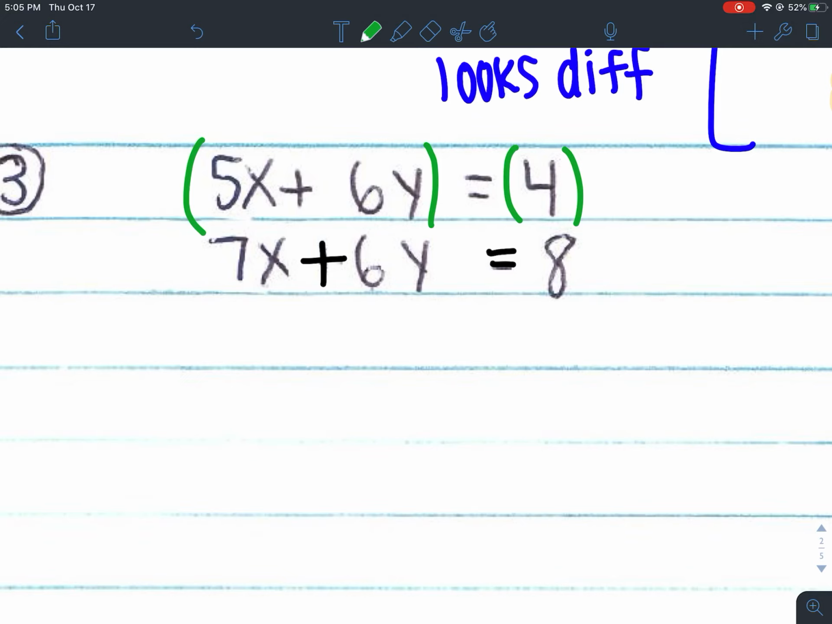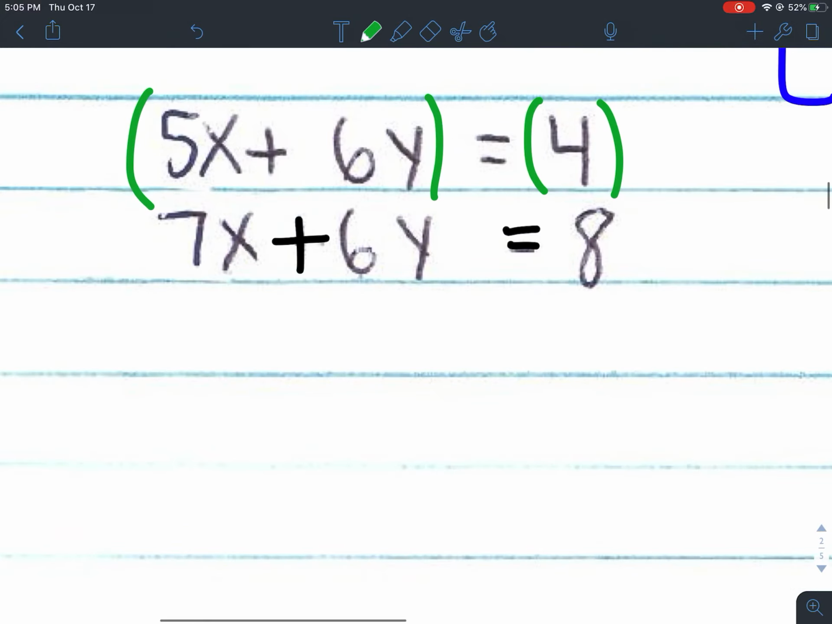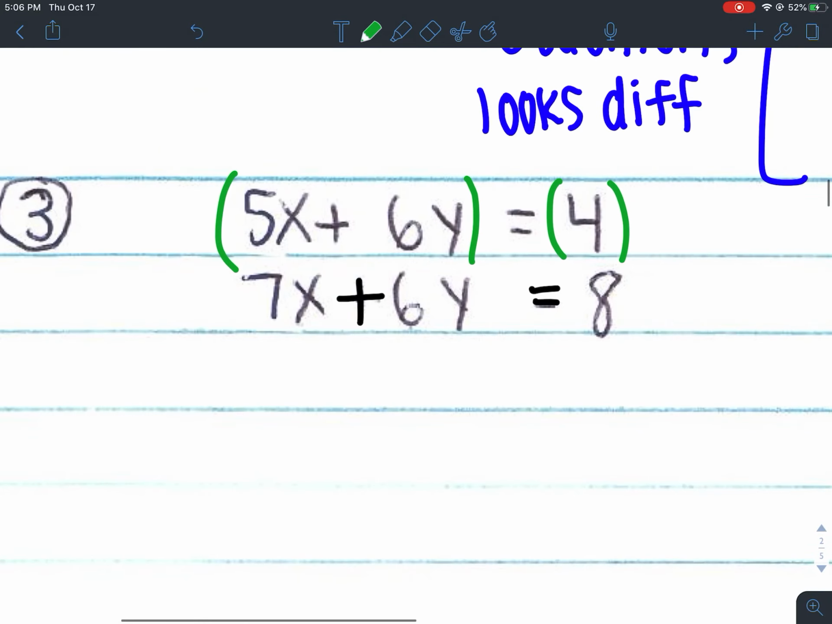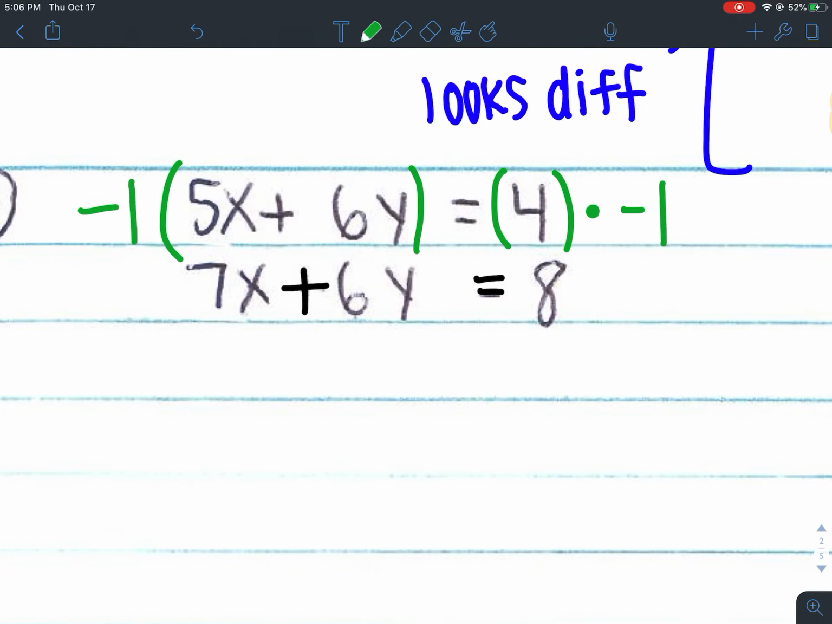Well, what do we need to multiply this equation by in order for the other equation to eliminate? Well, I want to eliminate the y's because the y is the easiest thing for me to eliminate because the numbers are already the same. This is positive 6y. So I need the other equation to have a negative 6y. Well, what's going to make everything change signs? Multiplying by a negative 1. So I'm going to multiply this side by negative 1, and I'm going to multiply this side by negative 1.